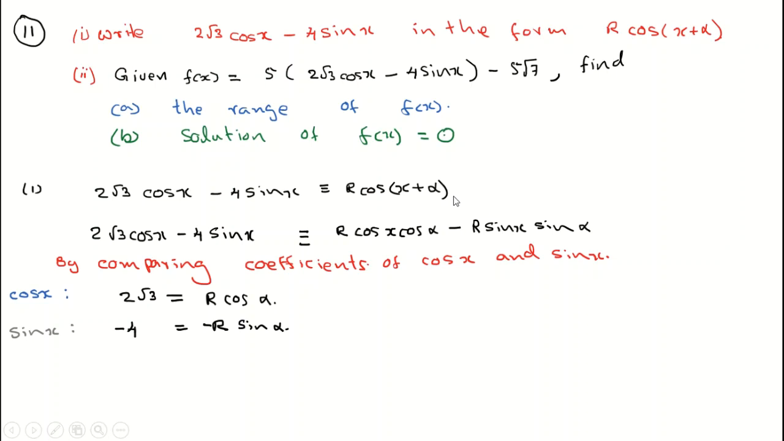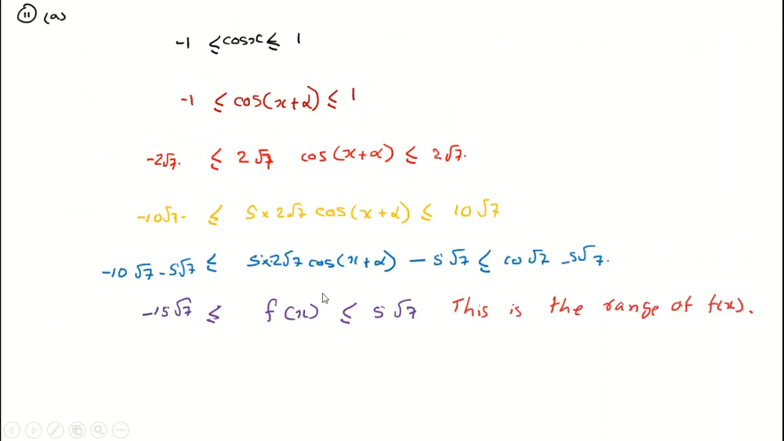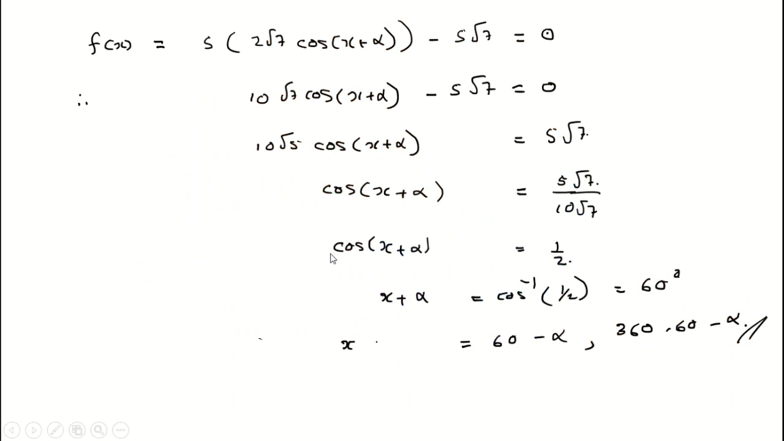It is also similar to that. Example number 11. Write 2 root 3 cos x minus 4 sin x in the form r cos x plus alpha. And given that fx is equal to this, find the range of fx and the solution. So we can do the same thing. I think no need of explaining, we can manage this as well. Okay, right. Thank you.